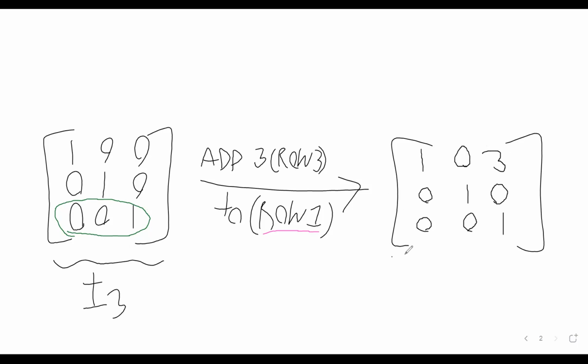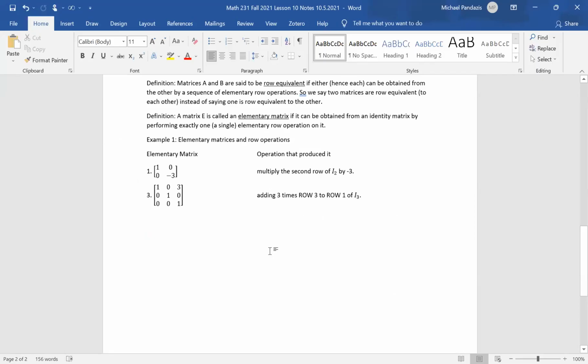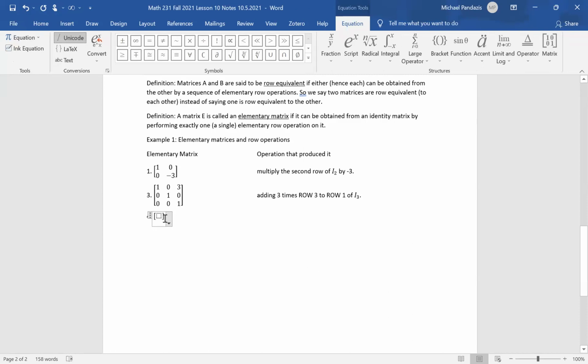So this resulting matrix is an elementary matrix. It resulted from one elementary row operation on an identity matrix. So that's an elementary matrix, and that's why here I have that as an elementary matrix. Okay, another interesting example of an elementary matrix is this 3 by 3 matrix.